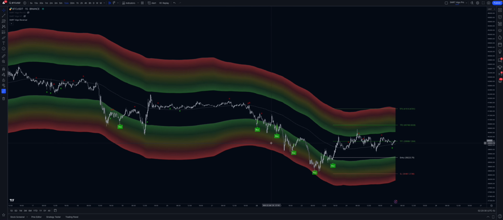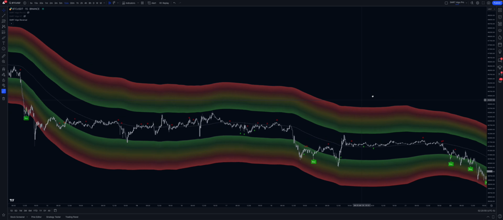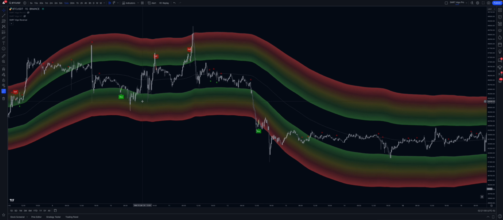Reversal trading is highly risky since you're trying to predict the top and bottom of every move. So do not use the strategy by itself. Use it in confluence with higher time frame analysis, fundamental analysis, or your own strategy. However, you can see that this indicator is actually pretty accurate at predicting these tops and bottoms.